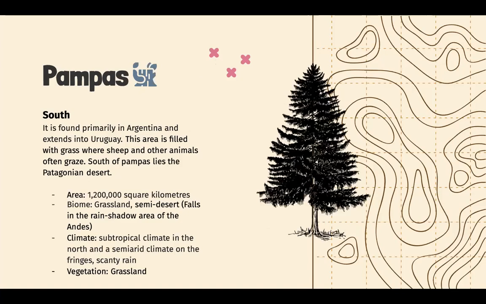Pampas is in the south and is found primarily in Argentina and extends into Uruguay. This area is filled with grass where sheep and other animals often graze. The south of Pampas lies the Patagonian Desert. So it is 1,200,000 square kilometers. It is a semi-desert grassland biome, and it's a semi-desert because it falls in the rain shadow area of the Andes, and the climate is subtropical in the north, and it is pretty temperate in the east, and there's very scanty rain. And the vegetation is mainly just grass.